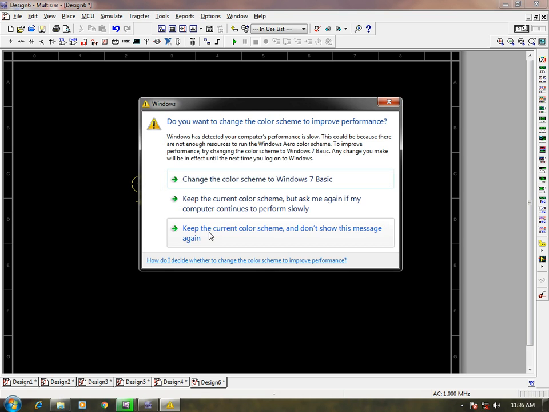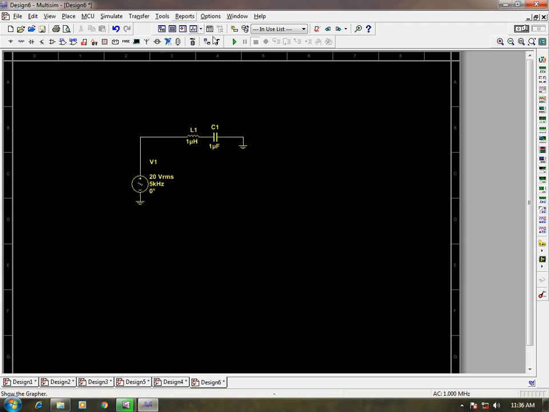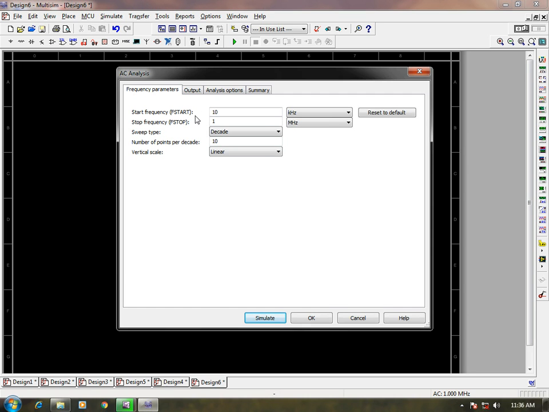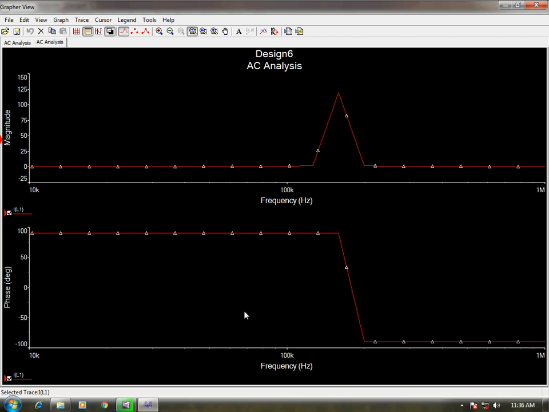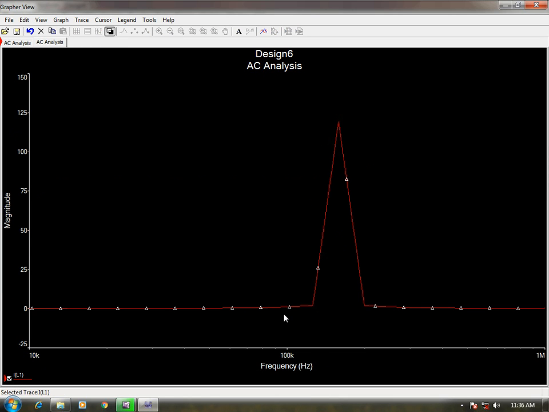So we are going to eliminate this resistance and analyze this circuit with the same characteristics. That is, start frequency 10 kilohertz, stop frequency 1 megahertz, sweep type decade, and vertical scale linear. Output variable is simply IL1 or IC1, rather, the same series circuit. Again, I am going to eliminate the phase part and consider only the amplitude part.